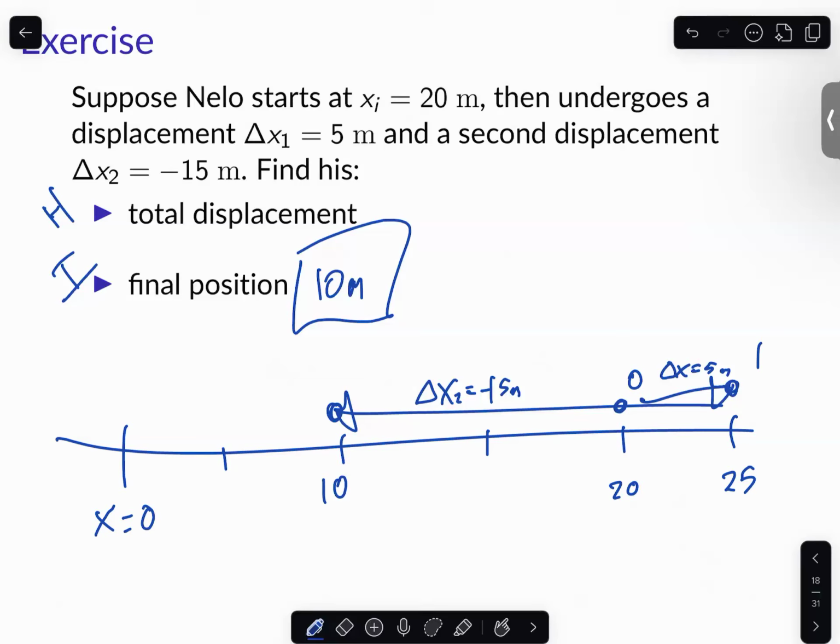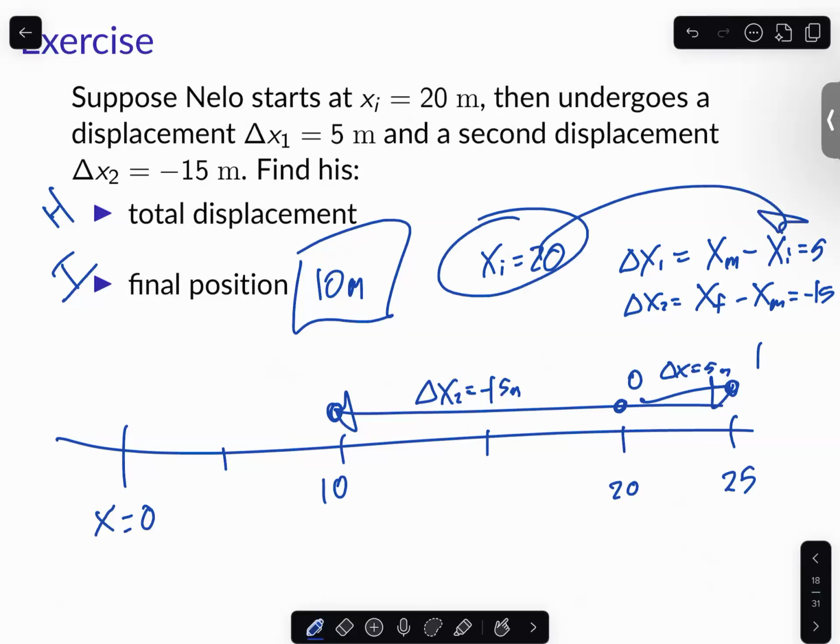I could do this algebraically if I said x initial equals 20. Delta x1 means, well, there's no final and initial here. This is, I guess, the middle value minus x initial equals 5. Delta x2 means x actual final minus where I started the second displacement, equals negative 15. I can plug in and solve, and I would get x final equals 10, if you prefer that. Frankly, you can do it if you like.